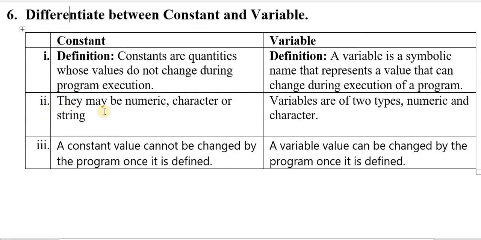Second point, constant may be numeric, character or string, whereas variables are of 2 types, numeric and character variable. Third point, a constant value cannot be changed by the program once it is defined. A variable value can be changed by the program once it is defined. So that's it for question number 6.